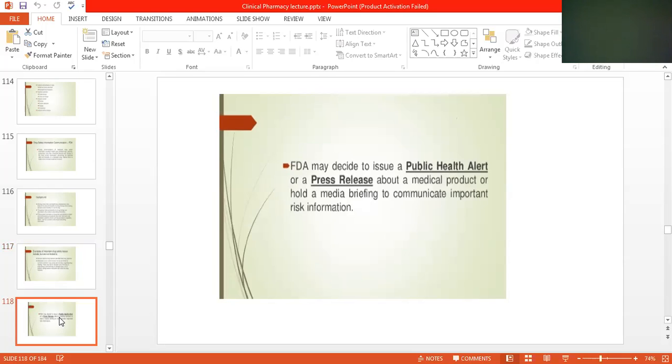FDA may decide to issue a public health alert or press release about a medical product, or hold a media briefing to communicate important risk information. This is the duty of the FDA of the United States: the agency gives a public alert that this drug has such and such side effects or adverse effects or other consequences, like the bisphosphonate group. It's a very dangerous drug because if it gets stuck in the esophagus, it will burn the esophagus. So we have to be very careful, and these alerts should be given by the FDA, even in a press release.